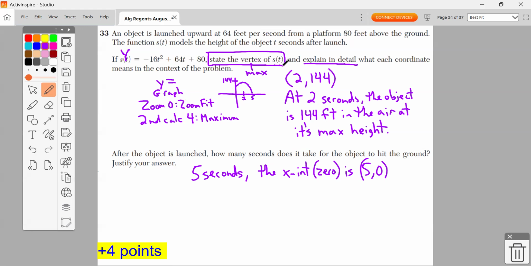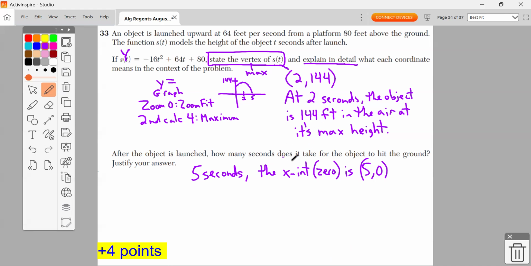So that's the state the coordinates of the vertex part. What does it mean? Well, the 2 means that the object at 2 seconds, because time goes across the bottom, at 2 seconds, the object is 144 feet in the air. It's at its max height, or its highest point, at 2 seconds and 144 feet in the air.